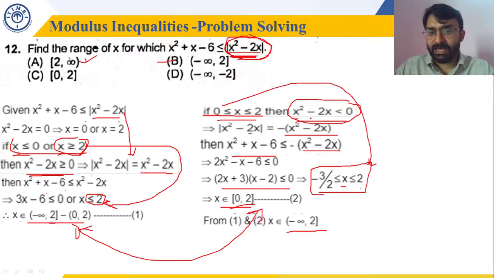And this will be negative when x is between 0 and 2, including both. We'll solve it, and again we'll get the range of values of x. Now we'll take the union of both the ranges, because this range as well as this range both are true. So the answer choice is minus infinity to 2. Answer is B, Bombay.